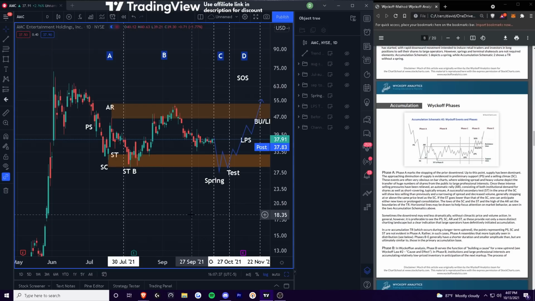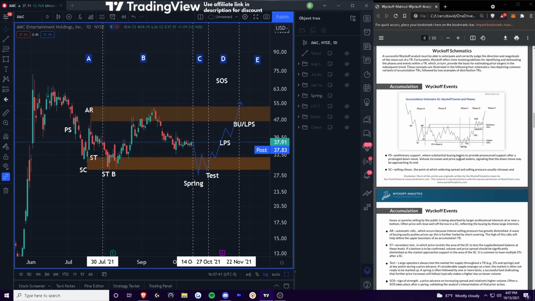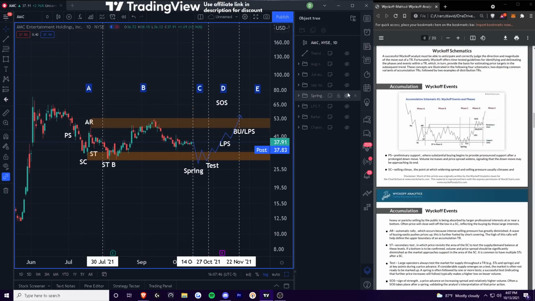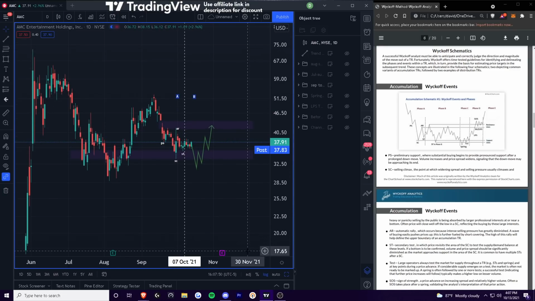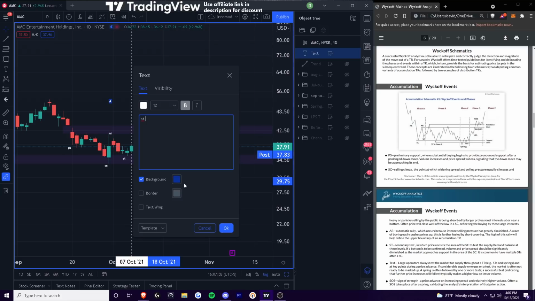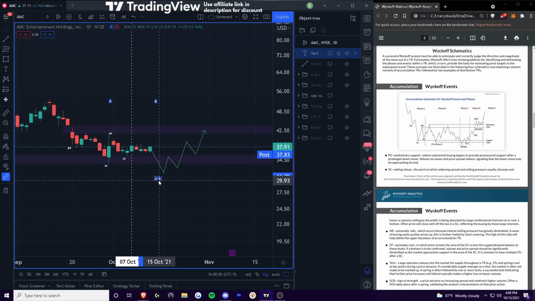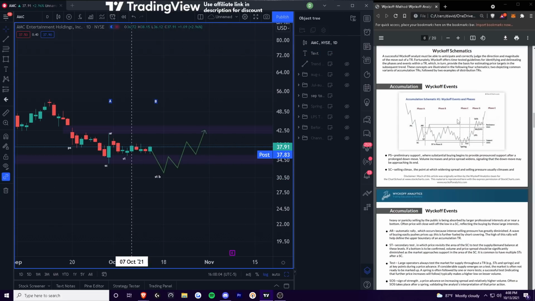Or we're going into phase C in this spring theory, which would match up with this accumulation schematic on the longer term. And here is the shorter term accumulation schematic that I think might be playing out. So just so that you know what I'm saying, we have the sell test in phase B here as well. Take the background off. Sell test in phase B, as you see here at the beginning of phase B.